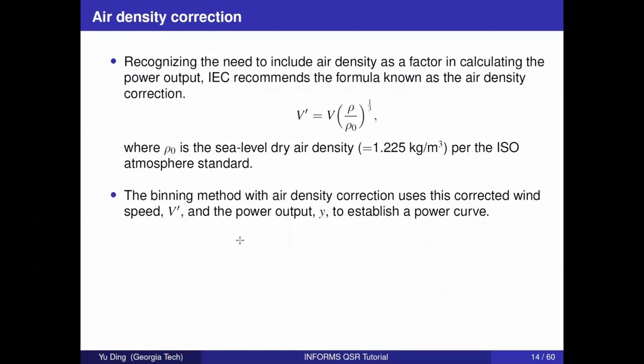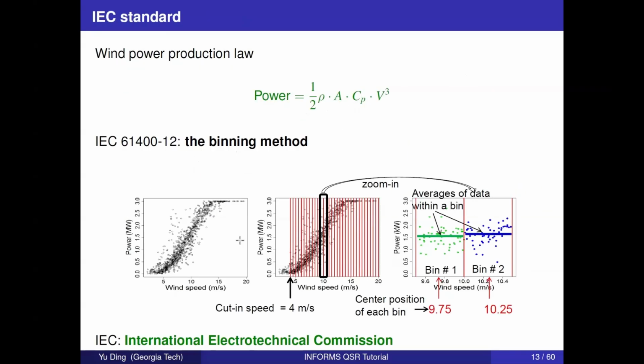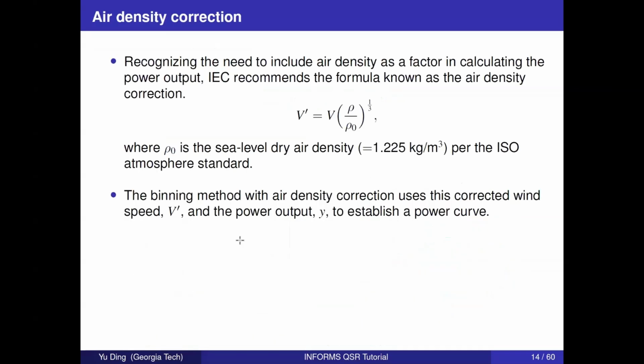Okay. The IEC also recognized, from this power production law, that the power is not only affected by the wind speed, but also affected by air density. And so they recommend using something called air density correction. The air density correction uses the sea level dry air density, which is constant, as a reference. And using whatever you measure for that particular location where the wind farm is located as the input value, you calculate this adjustment constant, multiply the measured wind speed, and get a V prime.